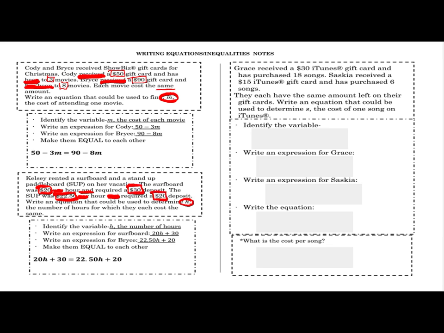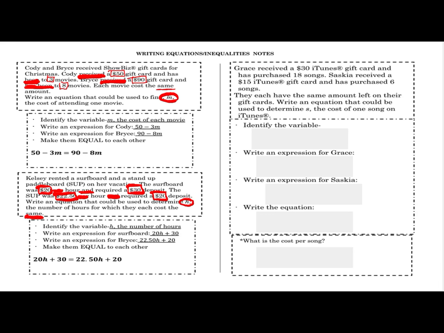And then our end result is for which they cost the same. So here's our end result again, the same. So write an expression for the surfboard. So we have 20H, 20 times H, plus $30 deposit.